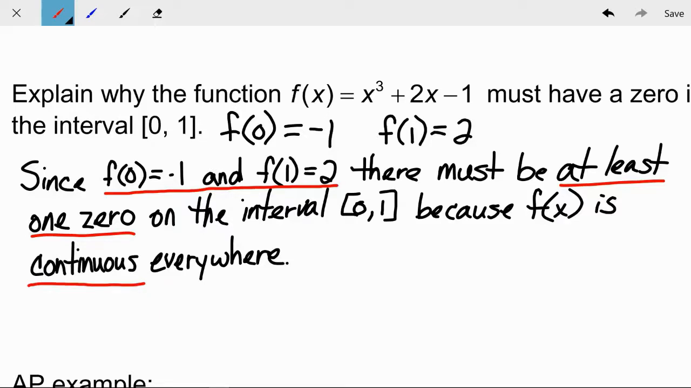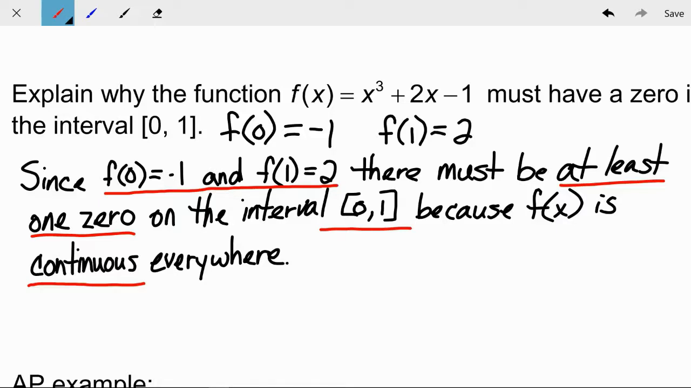Now, the other part of this that you do need to include is you need to make sure you mention the interval that you're talking about. In this case, because f of x, this cubic function, is continuous everywhere, I don't need to restate the interval again at the end, but it is continuous within that interval 0 to 1. So those are all of the key pieces of information that have to be there. You don't have to phrase it in the exact same way. You can rearrange the sentence however you want.